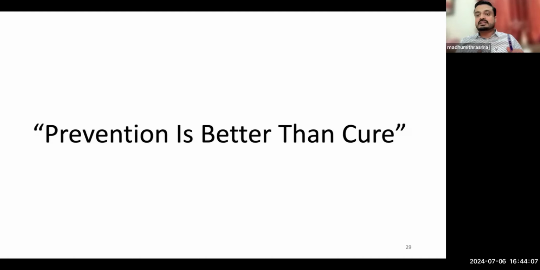So this is the crux of my talk today. Prevention is better than cure. Early identification, early visit, and early treatment can make a lot of difference.